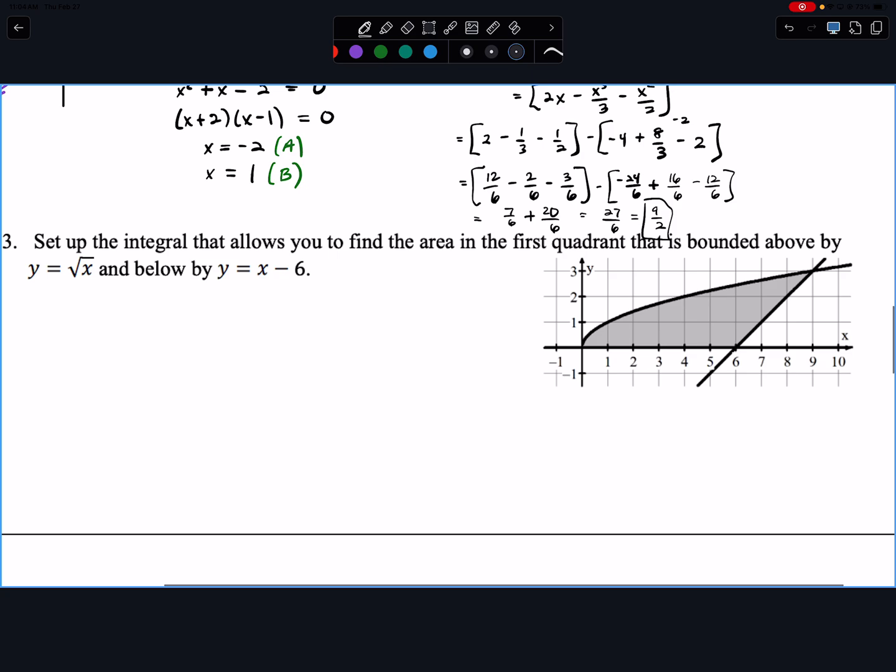3. Set up the integral that allows you to find the area in the first quadrant that is bounded above by y is equal to the square root of x and below by y is equal to x minus 6.